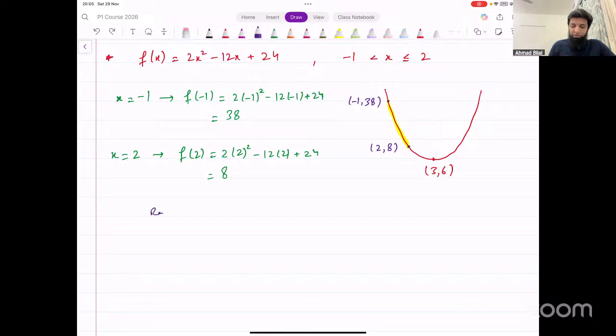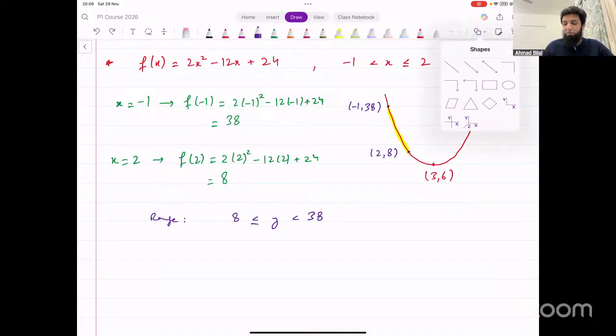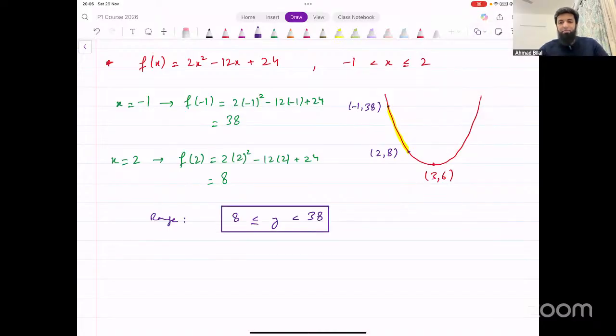So you could say the range of the graph, therefore, is y between 8 and 38. Now, they had an equal to sign with 2. 2 corresponds to 8. So you have an equal to sign with 8 here and not with 38. And that's what the range is going to be. Okay. These are all the different cases that you can have with quadratic functions, the range of quadratic functions. I hope that makes sense.